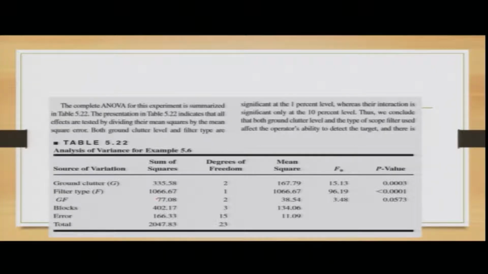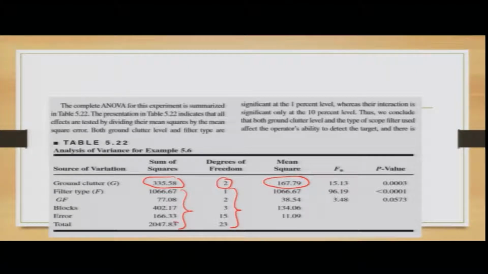And hence these values, I will just repeat: the ground effect, which is A, is 335.58, the degrees of freedom is 2, so 335.58 divided by 2 gives you a mean square of 167.79. Similarly, the filter type effects, the combination of A and B, which is G and F, the block effects, error terms and the total values come out to be as shown here. The degrees of freedom are as shown here.